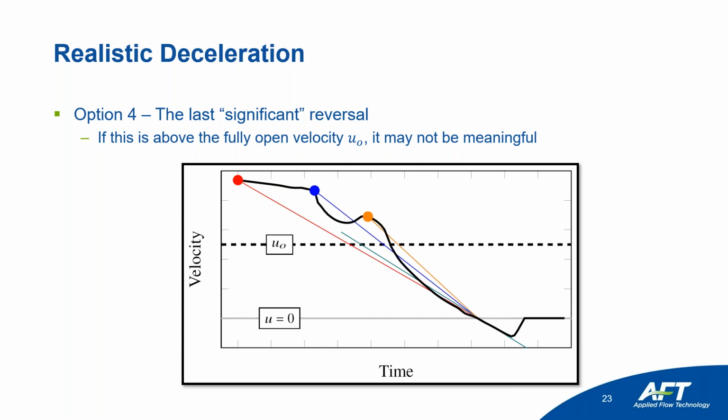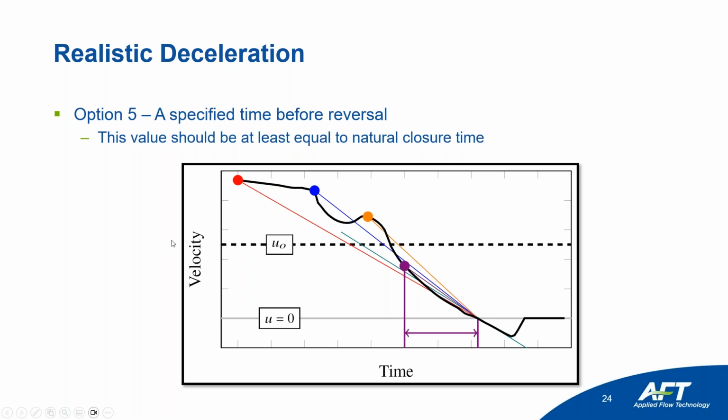But there's another item here that I kind of glossed over before, which is if this is above the fully open velocity U naught. So this U naught here is the velocity required to keep the check valve fully open. So if this was a swing check, any velocity at or above that value would be forcing the check valve face up against, you know, its upper rest. And if velocity is changing above that, nothing's happening with the check valve, so that may not be meaningful to do this. You could use a specified time before reversal.